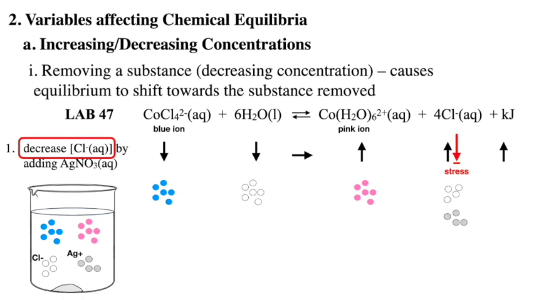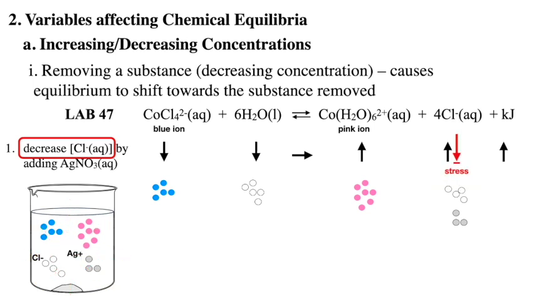There's my stress. Those two combine and the concentration of Cl negative drops. I shift to replace. Those go down. And those move to the forward reaction, causing pink to form and a Cl negative and some energy. So I give off a little bit of energy here. The beaker gets a little bit warmer.